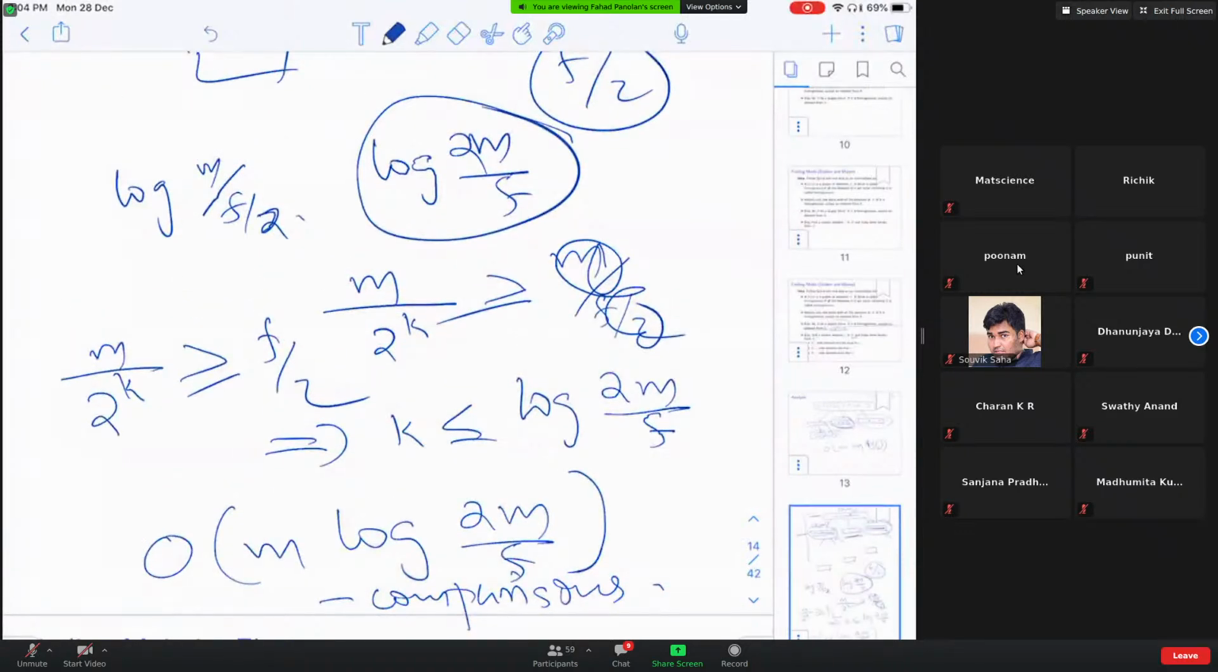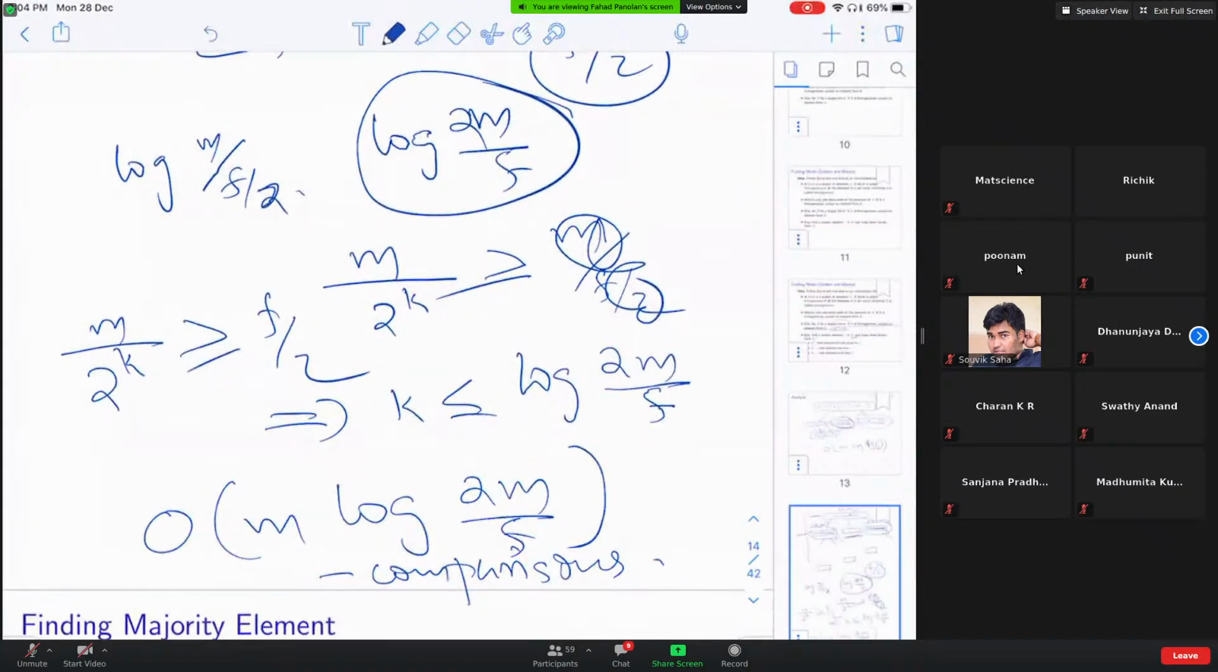So this is what I want to talk about, the mode finding algorithm, using fewer comparisons than blindly doing sorting.